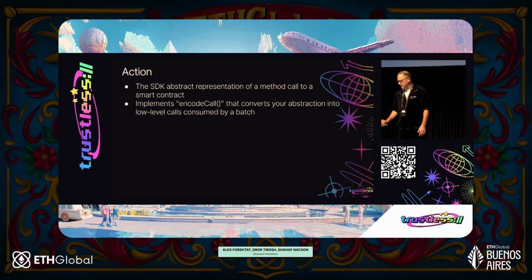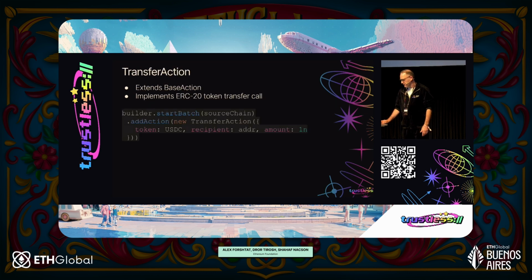We talked about it. Action is an abstract method call, internally implemented as an encode call. Encode call is very simple for simple functions, but it can be more complex than that. This is a simple action that we showed earlier, a transfer action. That's usually a token and a recipient, usually an address, but it can be another multi-chain entity using the addresses on this specific chain.